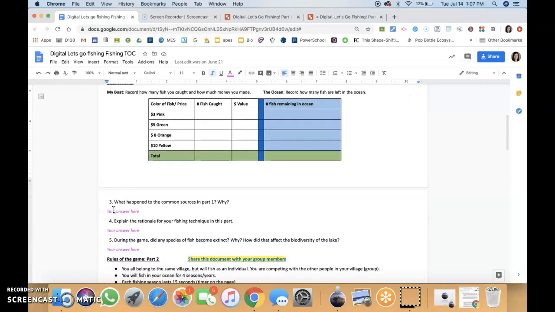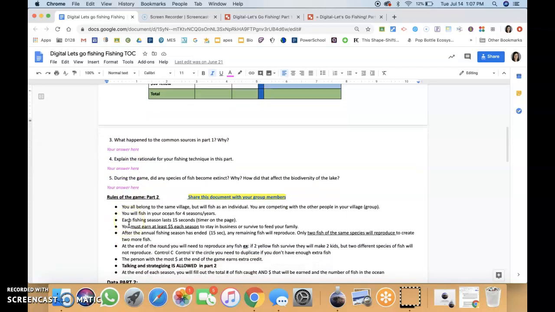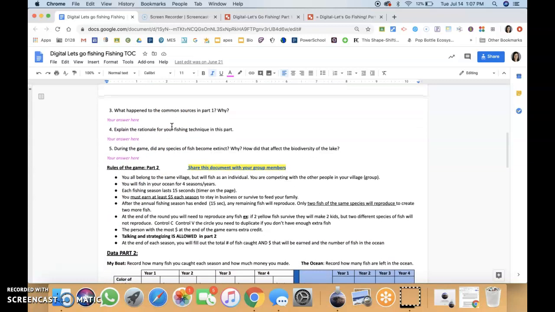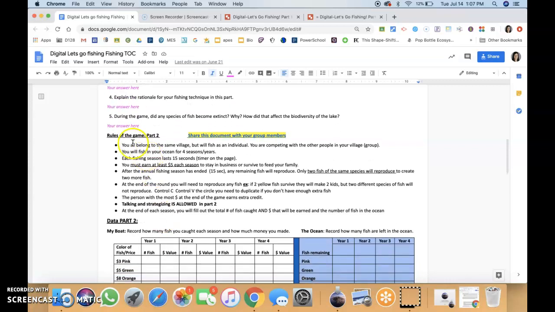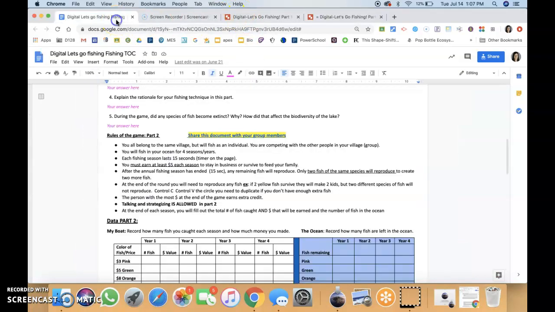So that's part 1. There's a couple questions to answer at the end of part 1. It gets you thinking about stuff. Did anybody become extinct? Was there a particular technique that you were using, or were you just randomly fishing? We get on to part 2. Here's the shared group document for part 2. It looks very similar to the same one for part 1. The only difference is you have reproduction options. So we'll get to that in just a moment as to how that works.